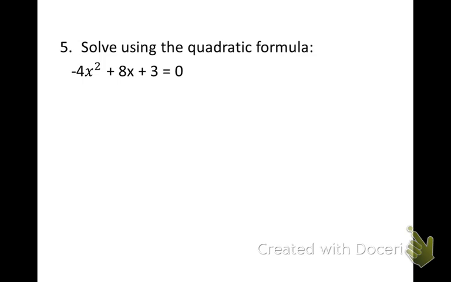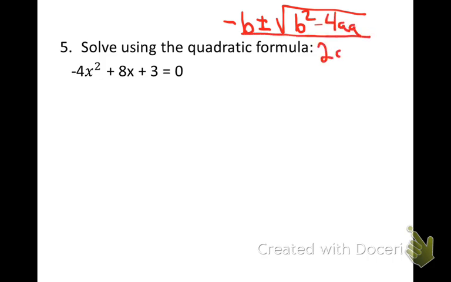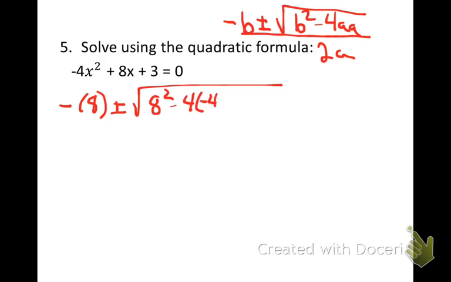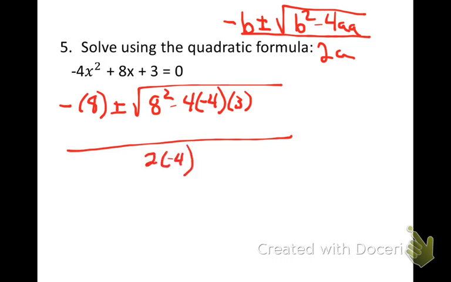And solve using the quadratic formula. So again, remember the quadratic formula is negative b plus or minus the square root of b squared minus 4ac all over 2a. Just putting everything in their place again and making sure it's set equal to 0 first. Negative 8 plus or minus the square root of 8 squared minus 4 times negative 4 times positive 3 all over 2 times negative 4.